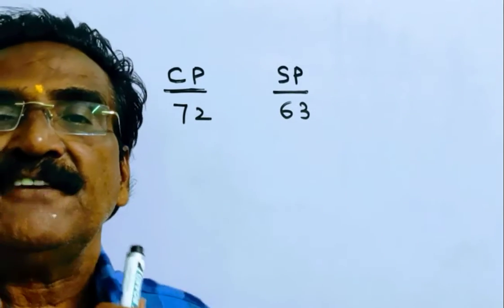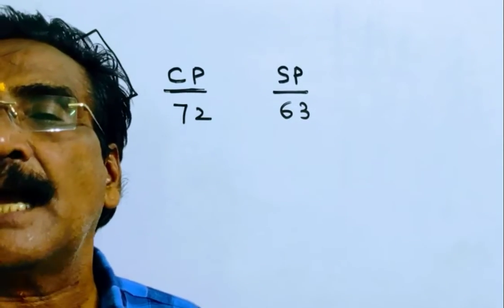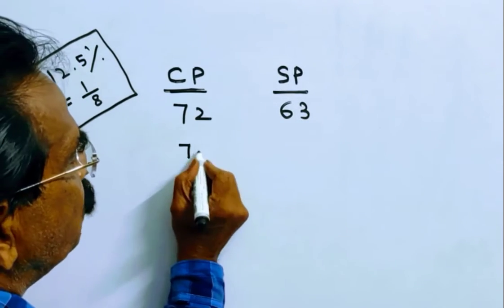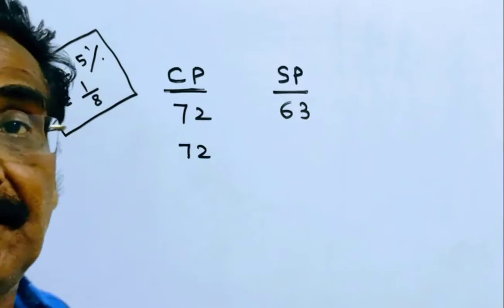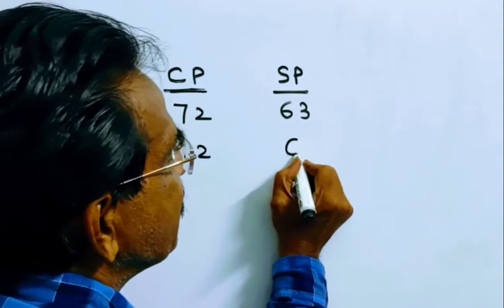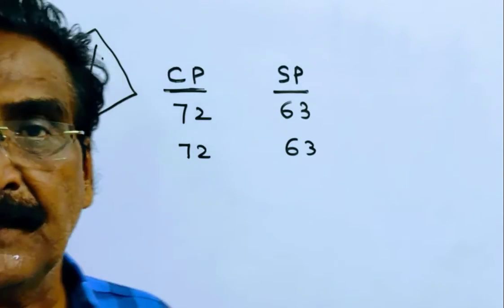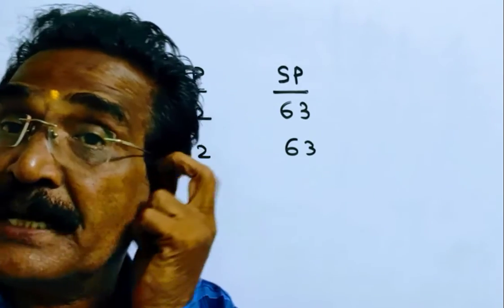In other words, if each gram is 1 rupee, he has to give 72 grams for rupees 63. Each gram 1 rupee. But friends, what is he doing now?